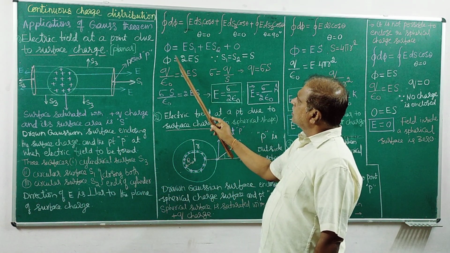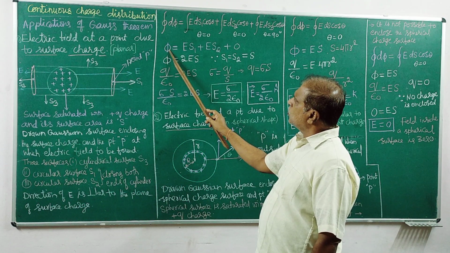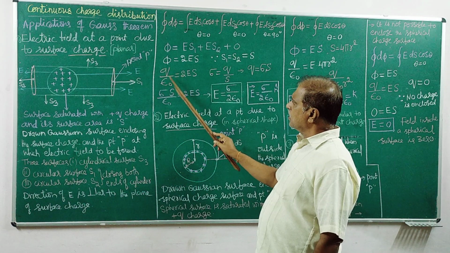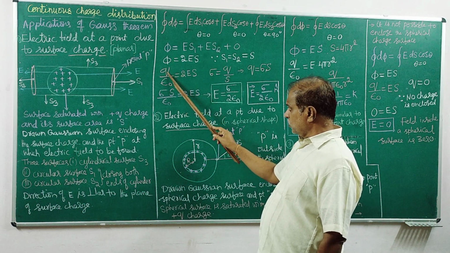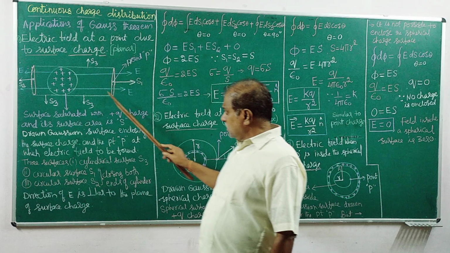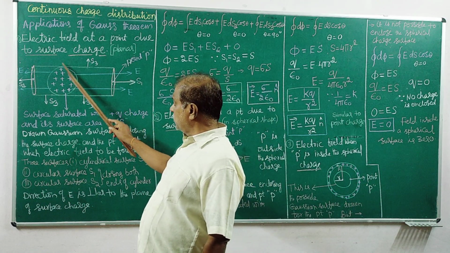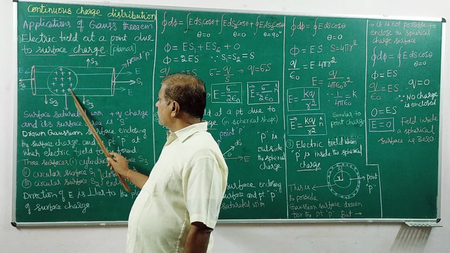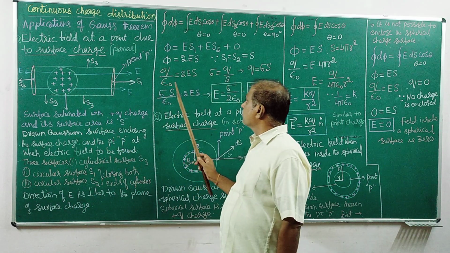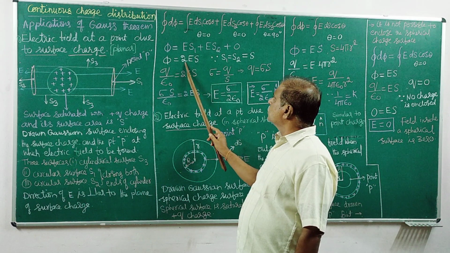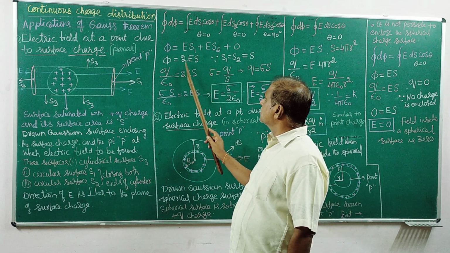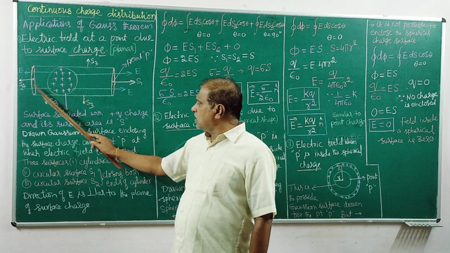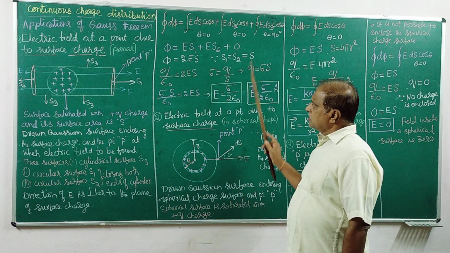Then simplify. Eta is the total flux by the Gaussian surface. From Gauss theorem, eta is equal to Q by epsilon naught. What is Q? Total charge that is distributed on the surface, divided by epsilon naught. So that reduces to ES plus ES, 2 ES. What is S? S is both surface areas. All are the same.